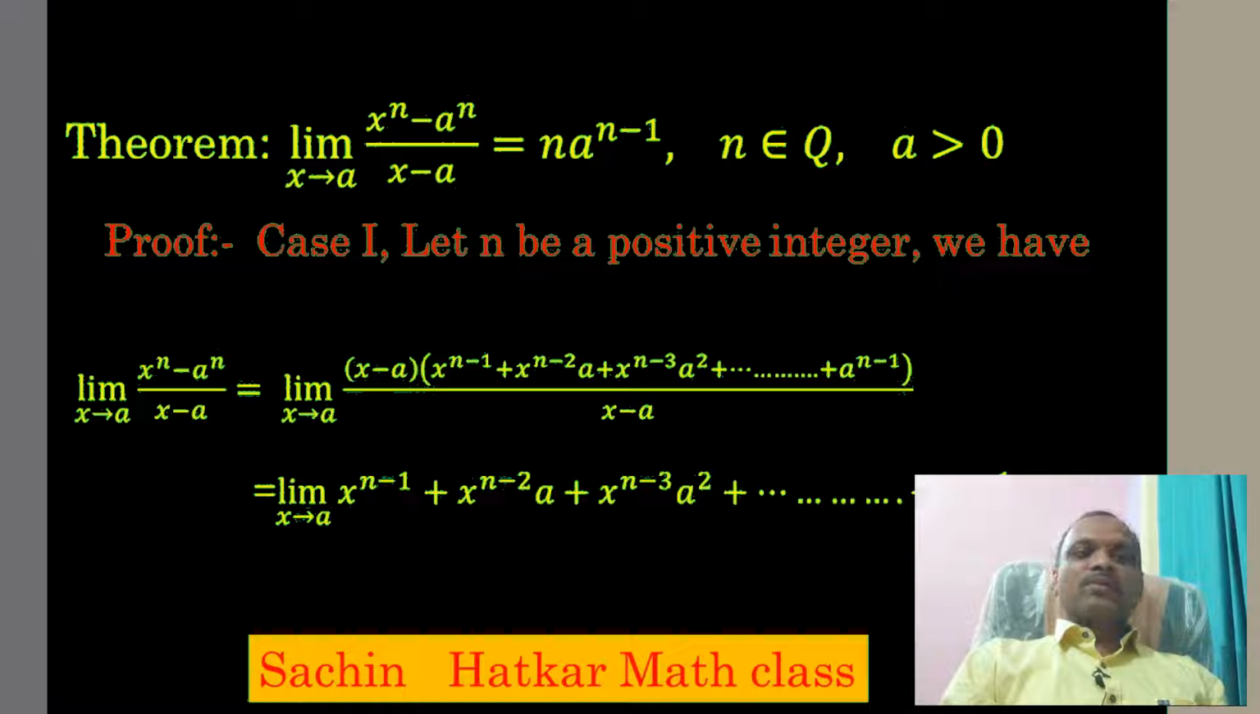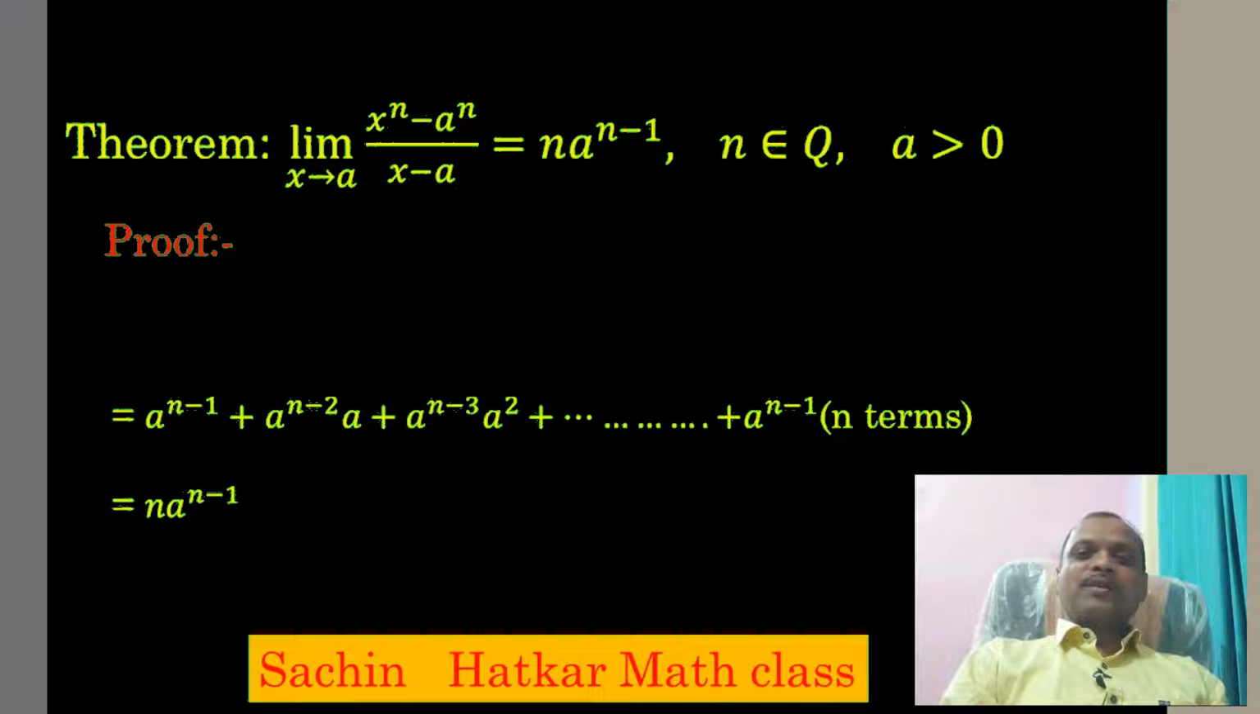Now we can put x equal to a directly in this term, since the part which gave us the indeterminate form has been removed. And when we put x equal to a, we get everywhere the term a raised to n minus 1. So a raised to n minus 1 plus a raised to n minus 2 into a plus a raised to n minus 3 into a square, up to a raised to n minus 1.